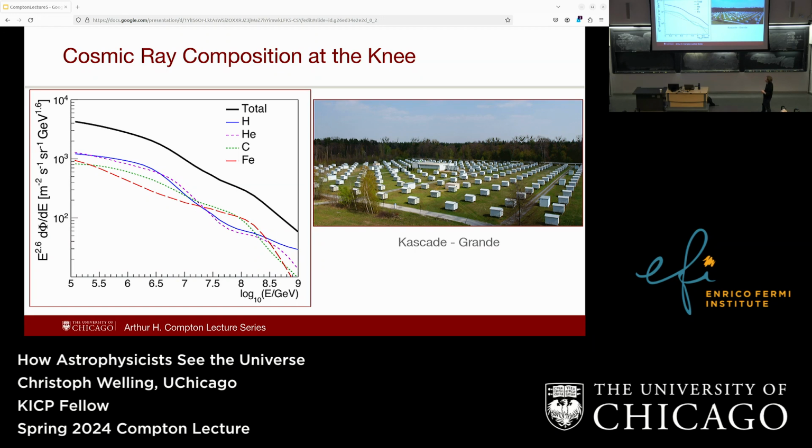And what you see happen at the exact same time is that suddenly your light elements, your hydrogen and your helium, disappear, and then it kind of comes back here, and your iron makes it to higher energies, and then it drops off. And so what we think is happening here is that you actually have two different compositions. You have two different types of sources, and one can only accelerate the lighter elements up to this energy.